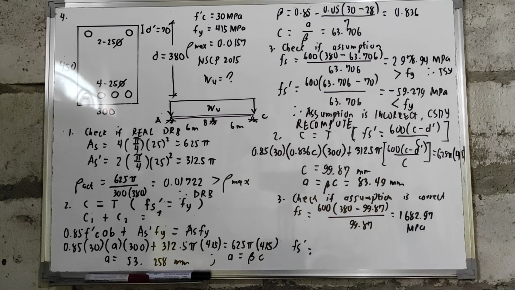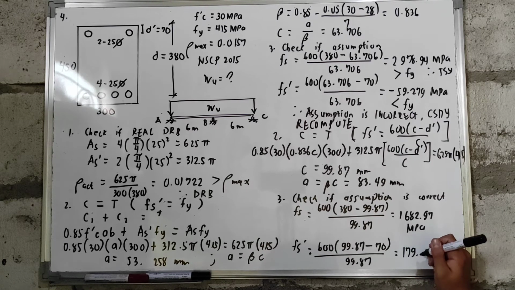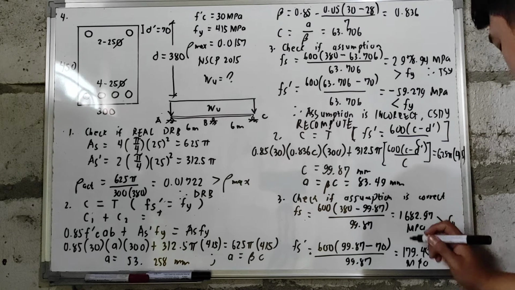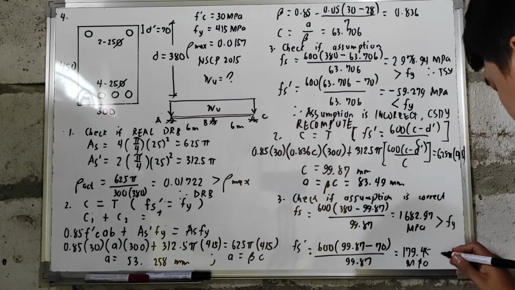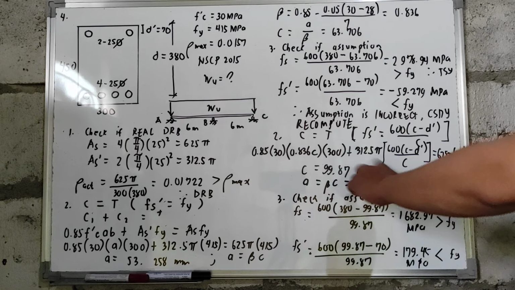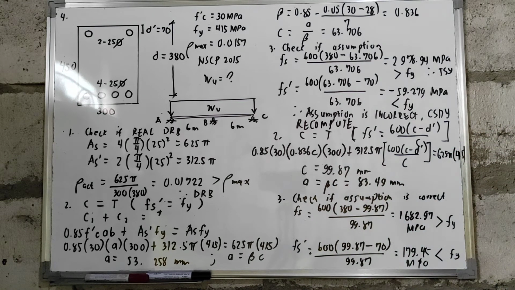Then, for your Fs prime, you have 600. Yung C natin, 99.87 minus yung D prime natin na 70 over 99.87. So, you have a value of your Fs prime which is equal to 179.45 megapascal. So, titingnan natin dito, this is greater than Fy. Therefore, tension still yields, and this is less than Fy. Therefore, compression steel bars will not yield. Therefore, yung assumption natin, nung nag-recompute tayo na hindi mag-yield yung compression steel bars is correct.